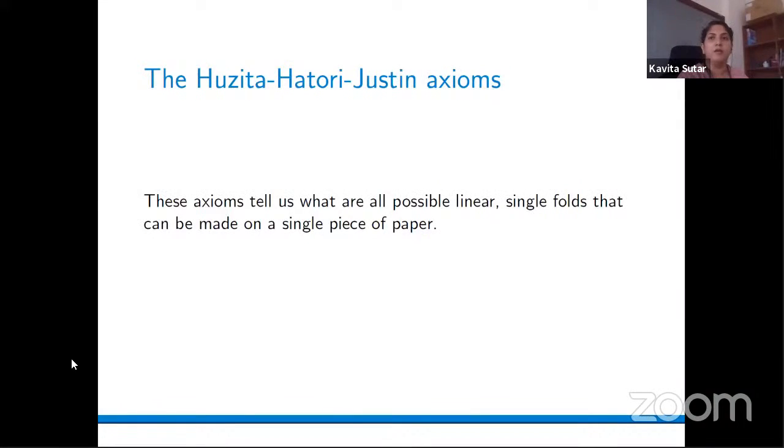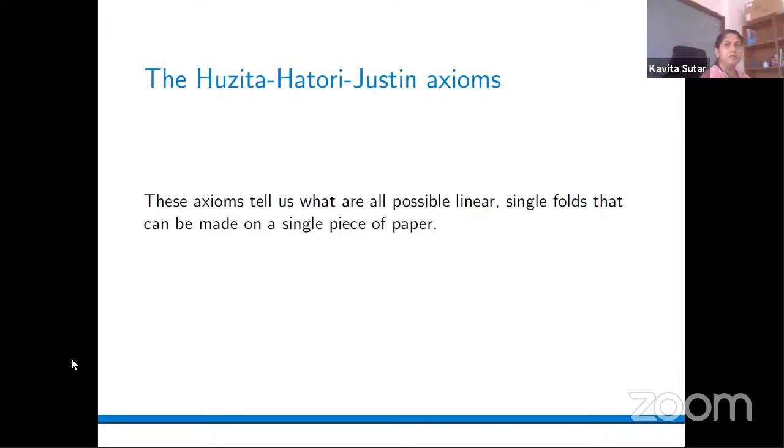Since the screen sharing earlier hasn't worked so well, what you will have to do is look at what I'm doing here, and at the same time, from time to time, you can look at the presentation.